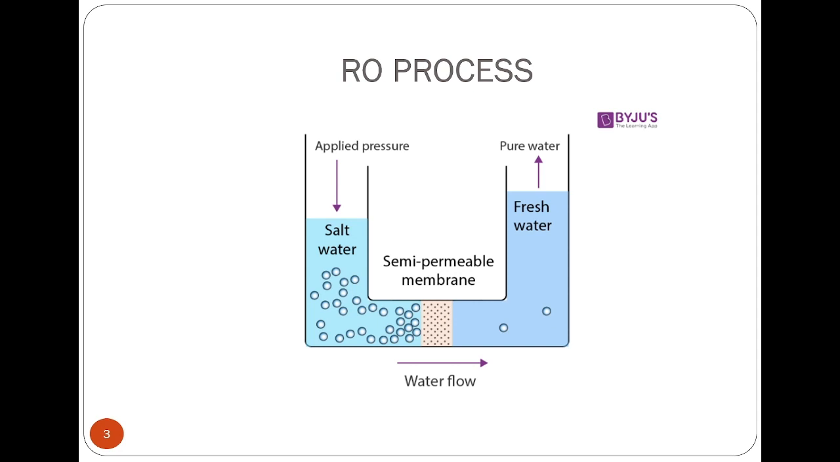And I told you this SPM is made up of cellulose acetate, cellulose butyrate polymers, etc. And when you want to stop the osmosis, we have to apply pressure on the salt water side. When you apply the pressure on the salt water, the osmosis stops and reverse osmosis begins. Nowadays, in each and every residential area, we have this reverse osmosis process. There are so many companies like AquaGuard, AquaFresh. So many companies are using this technology.